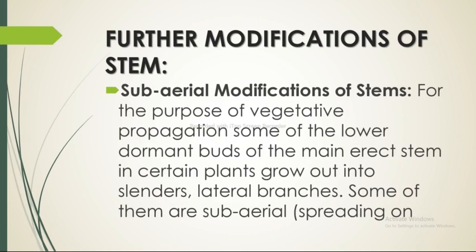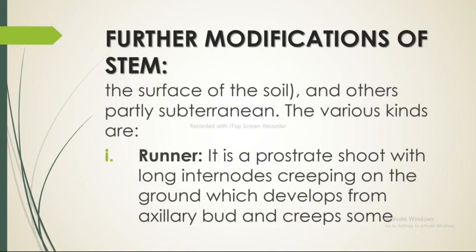First, I will discuss the subaerial modifications of stems. For the purpose of vegetative propagation, some of the lower dormant buds of the main erect stem in certain plants grow out into slender lateral branches. Some of them are subaerial, spreading on the surface of the soil, and the others partly subterranean. The various kinds are, and the first kind is runner.